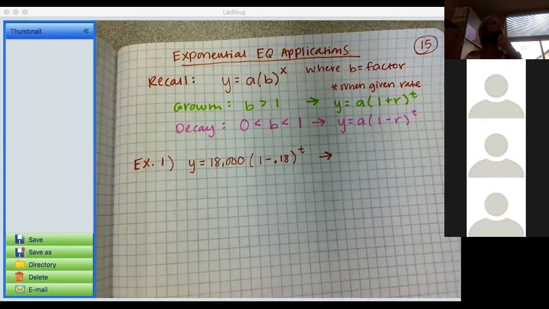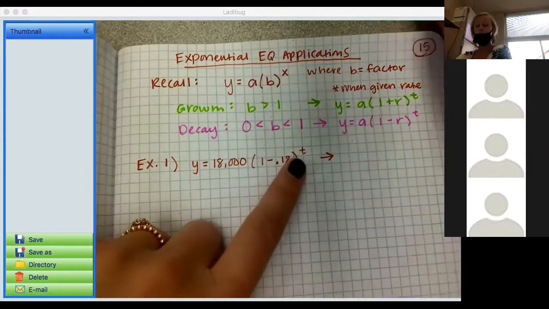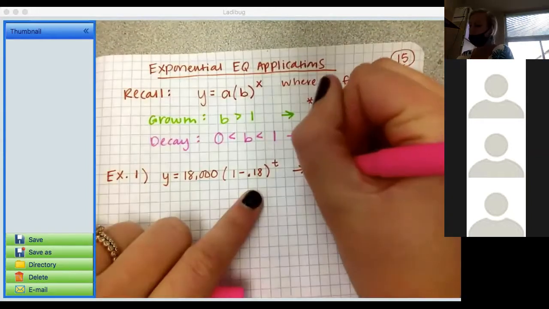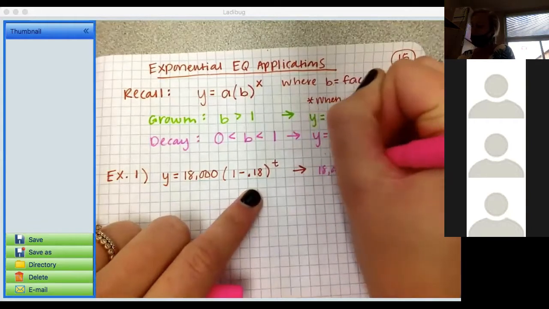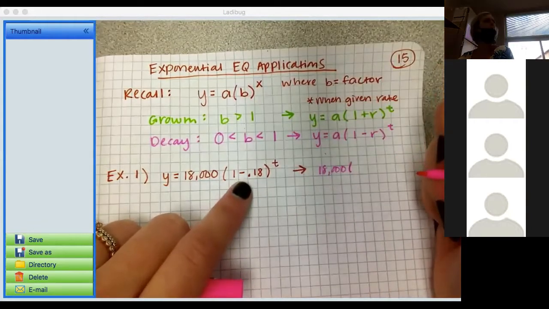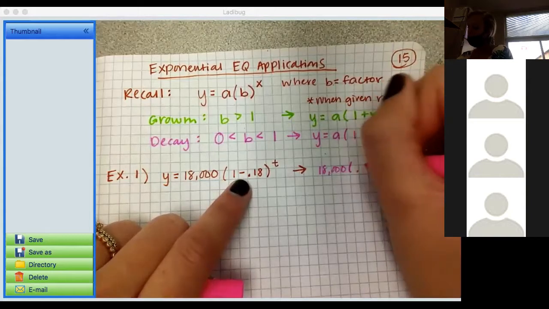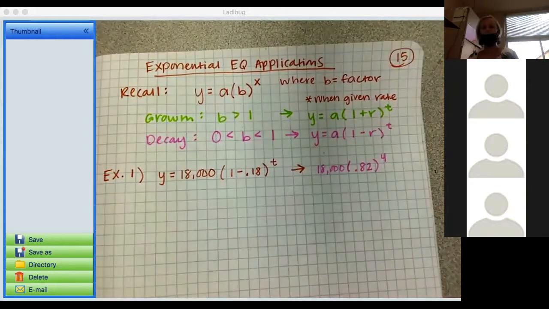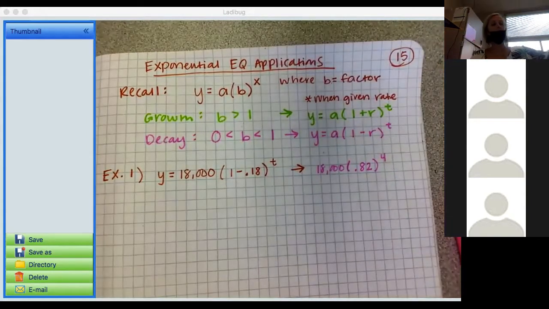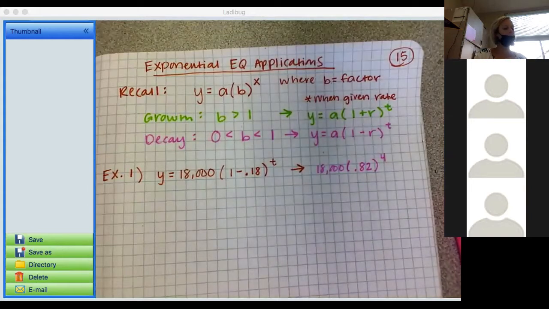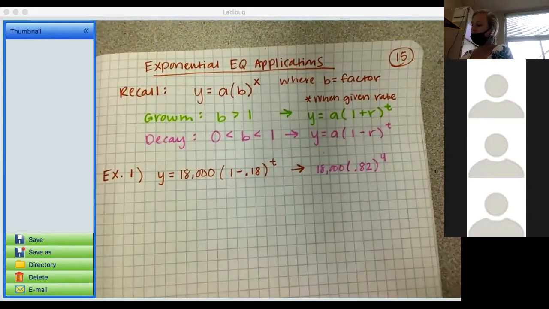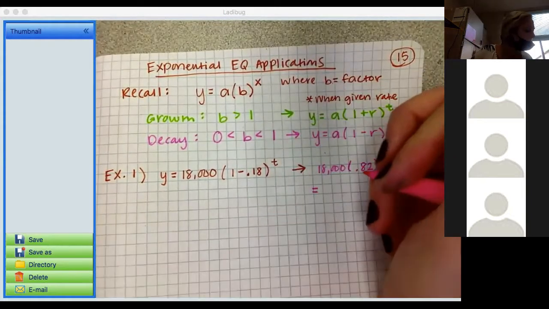So how do we figure out what the value of the car is after 4 years? Put in 4 for the time. Beautiful. So we would just do 18,000 times, what's 1 minus 0.18? 0.82. Very good. Raised to the 4th. And if it's okay with y'all, I'm going to type that in. 18,000 times 0.82 raised to the 4th.